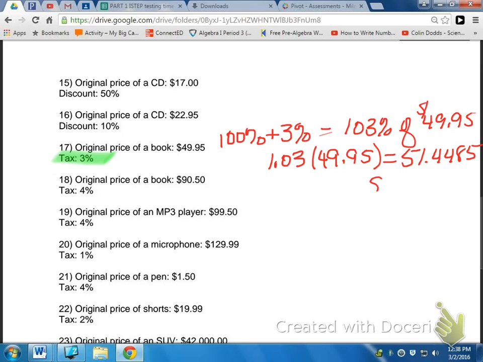Okay, so I know it's going to be $51, but how many cents? Somebody that hasn't answered. Savannah. 45 cents. Good job. $51.45. So tax is identical to markup. Student: I got a different answer. I got 50.9. Did you do 1.03 times 49.95?